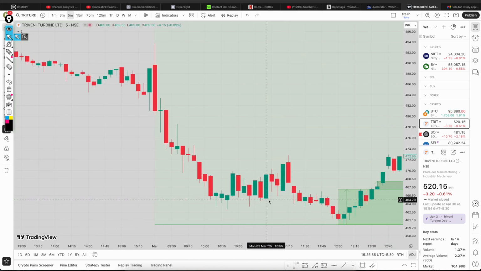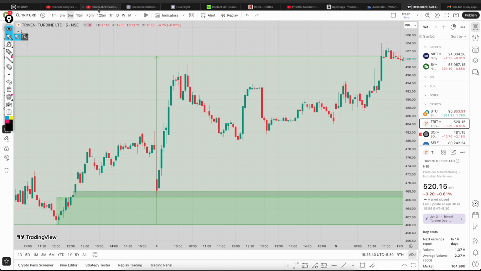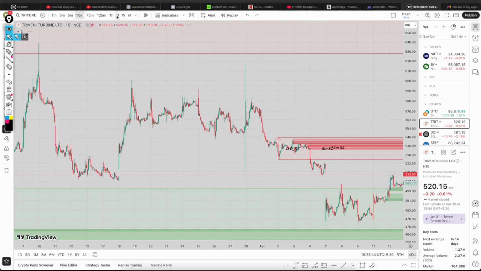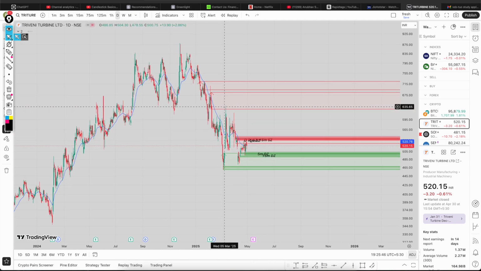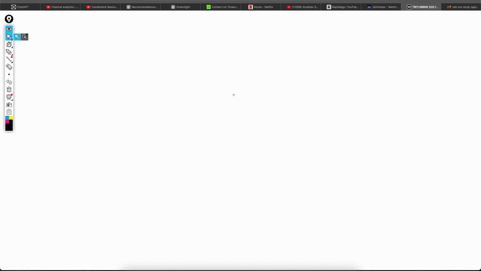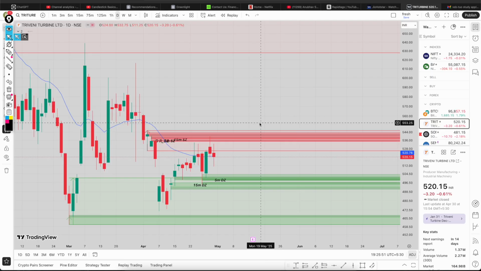So now we have marked a few zones. Let me go back to the 15-minute zone, or else we'll go to the 1 minute, 1 day time frame, and we'll see how these zones have worked. Oops, sorry. We'll see how these zones have worked.